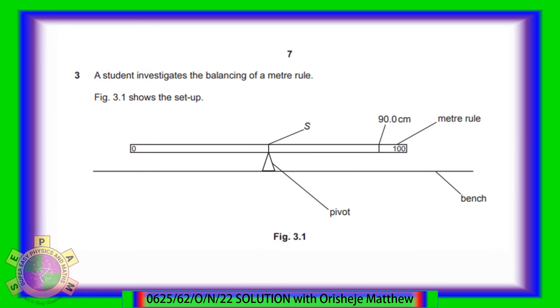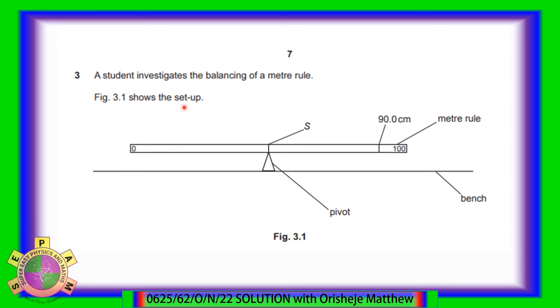Question 3 has to do with the principle of moment. A student balances a meter rule on a pivot or fulcrum. The balance point is X. Then you have the load that is placed at a distance here, 90 away. You can now look at the distance where the load is positioned.